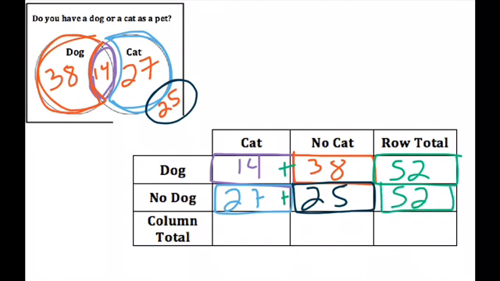Okay, now to get the column totals, we're just going to add them all together. So 14 plus 27 is 41. 38 plus 25 is 63. And 52 plus 52 is 104. Also, if we were going to add 41 plus 63, we would also get 104. So it should add up to the same number both directions.